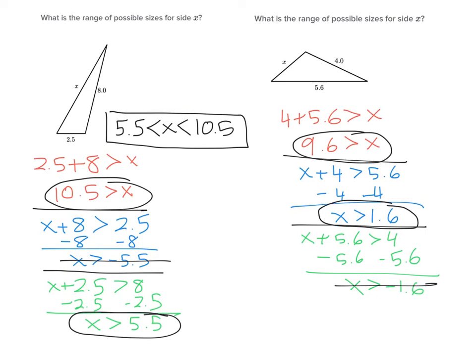If x is greater than 1.6, I can write that like this: 1.6 is less than x, and x is also less than 9.6. So the length of side x has to be somewhere between 1.6 and 9.6.